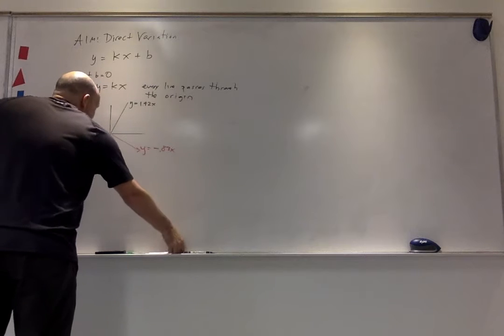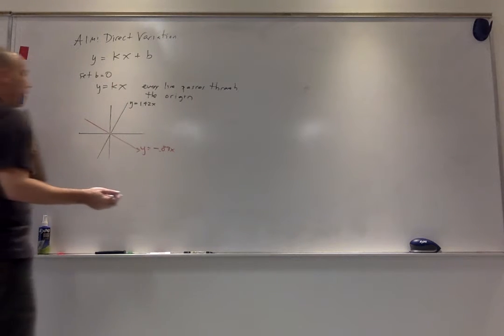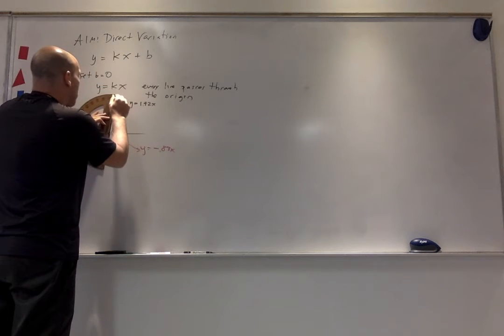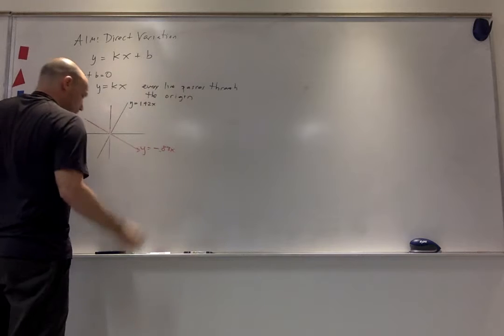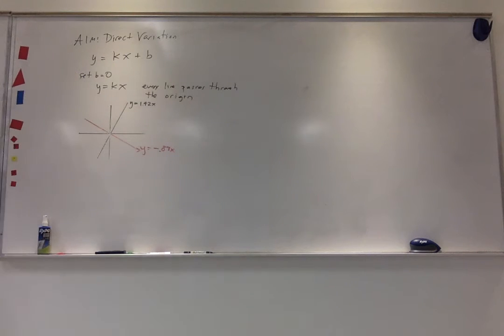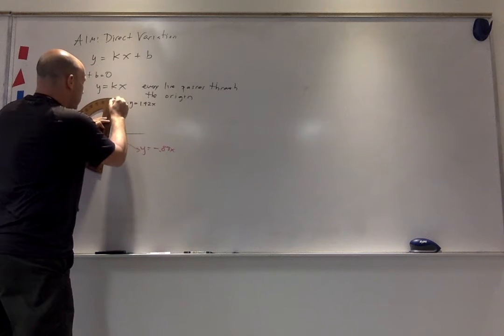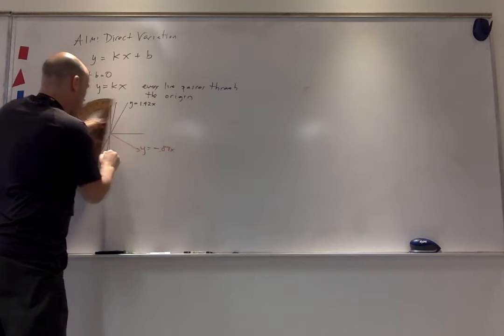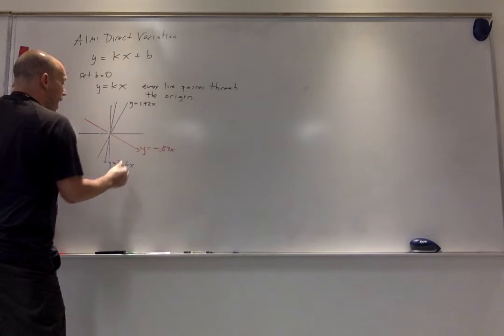I try it again, just for fun. How about this one? Here's another line. How about it stopped here? This pen's broken. Let me try a purple one. How about this line? This is y equals 7.6x.